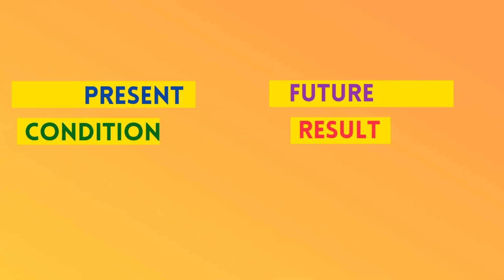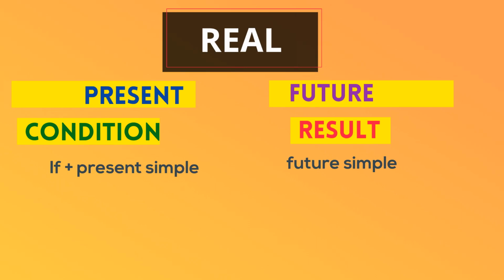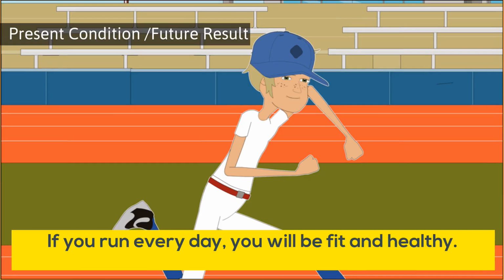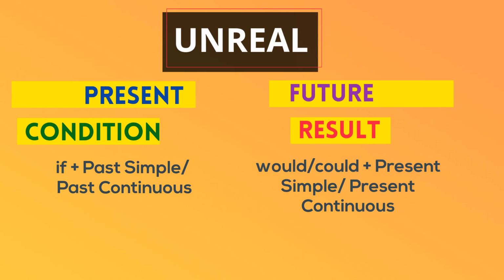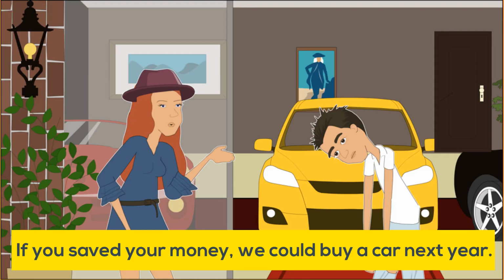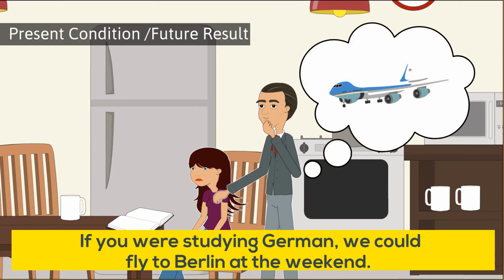Present condition with a future result. Real: condition, if plus present simple. Result, future simple. If you run every day, you will be fit and healthy. Unreal: condition, if plus past simple or past continuous. Result, would or could plus present simple or present continuous. If you saved your money, we could buy a car next year. If you were studying German, we could fly to Berlin at the weekend.